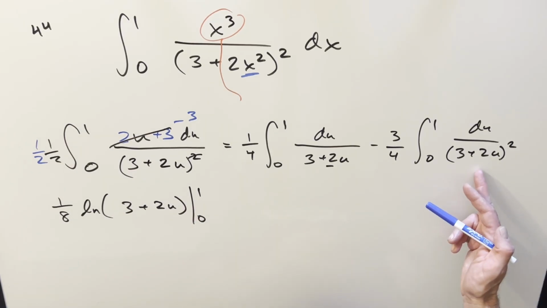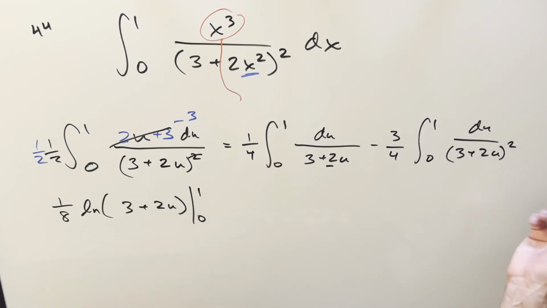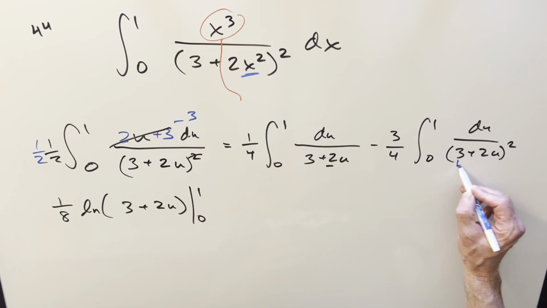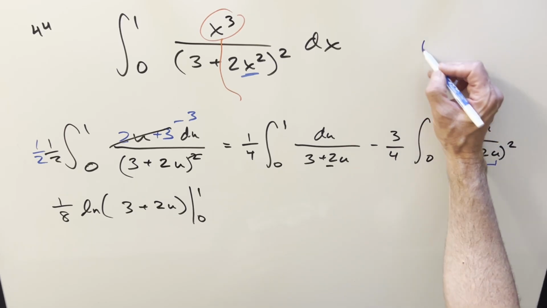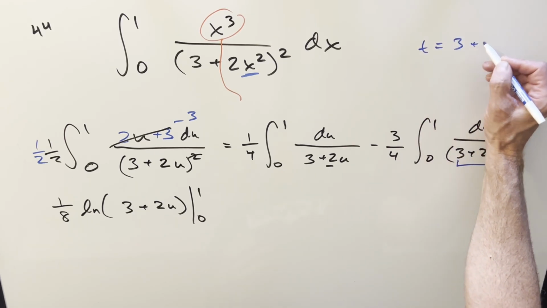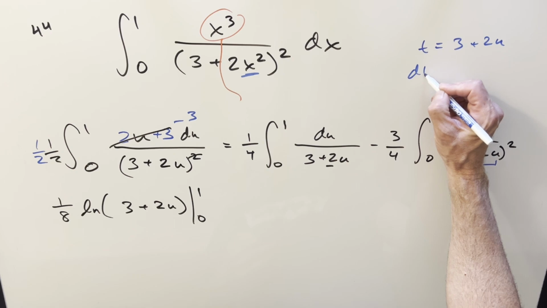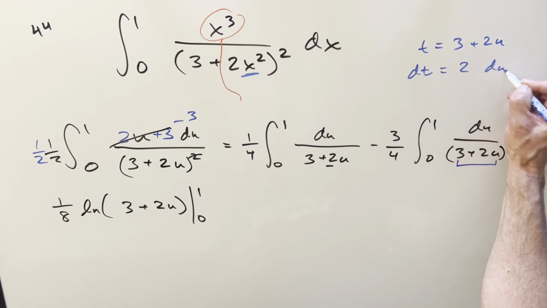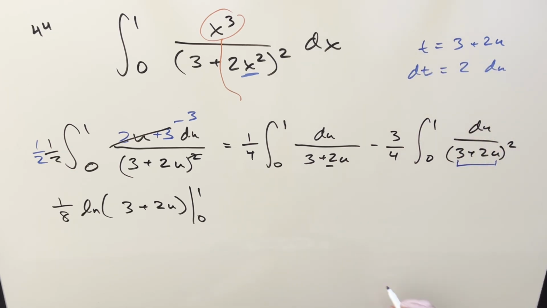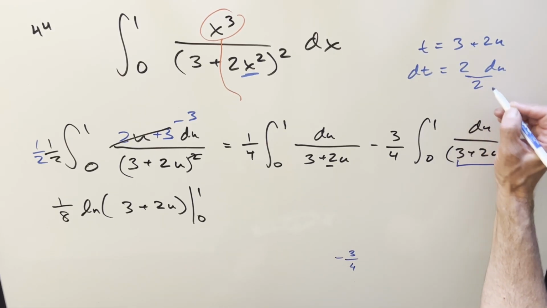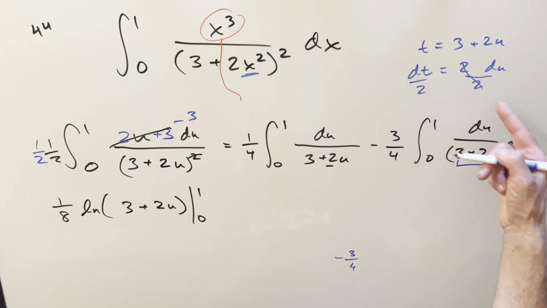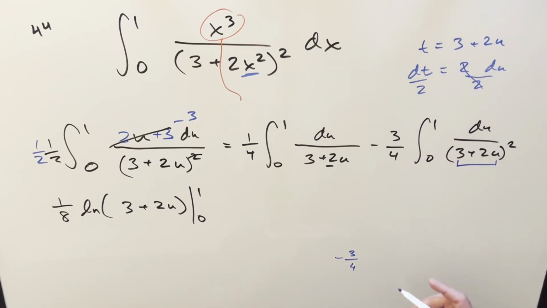Then on this one, let's just do a quick substitution. You could probably do it in your head, but I just want to make it clear so everyone sees what's happening. We'll do a substitution for t equal to 3 plus 2u. Then dt is going to be 2 du. So let's do it off to the side. We have minus 3/4. Let's divide off 2 here, so our du value becomes dt over 2.